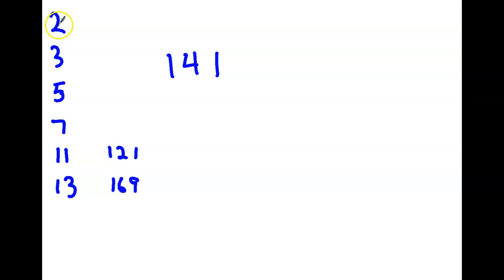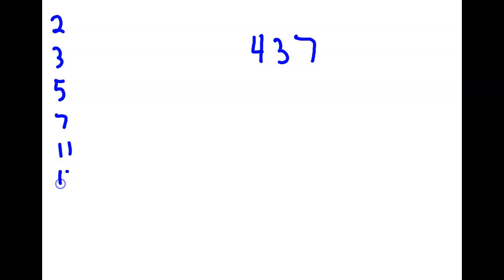So it doesn't divide by 2. Does it divide by 3? Well, 1 plus 4 plus 1 is 6. Oh, yep, it's divisible by 3, so it's composite. Okay, so let's check another one here. Let's check 437. I'm going to have to check 2 and 3 and 5 and 7 and 11 and 13 and 17 and 19.